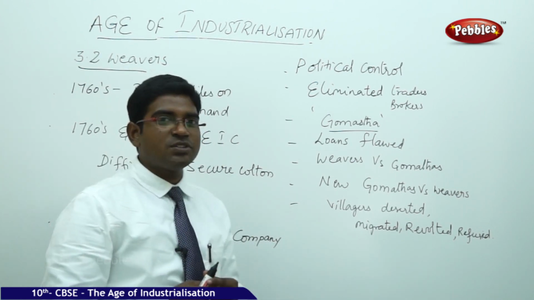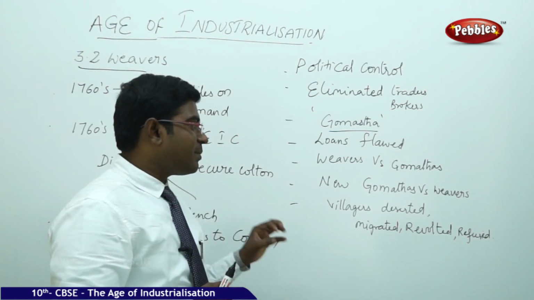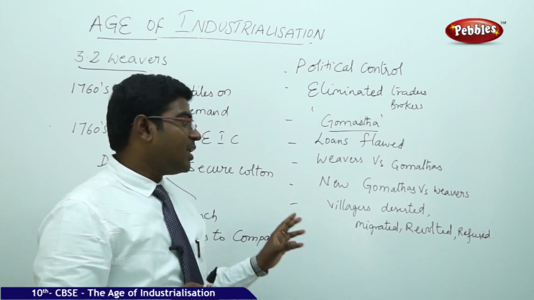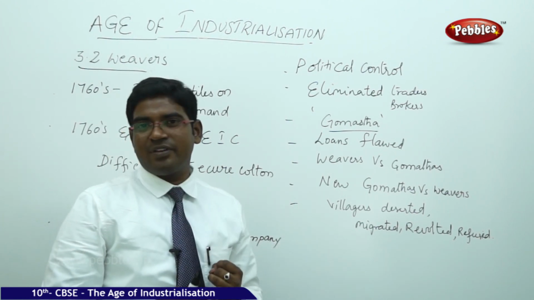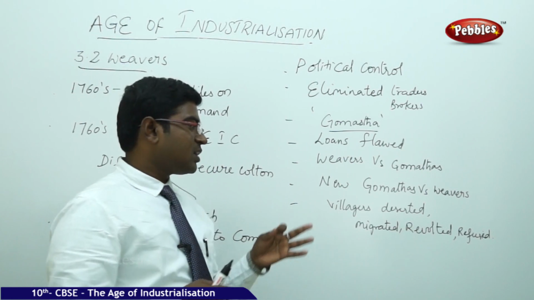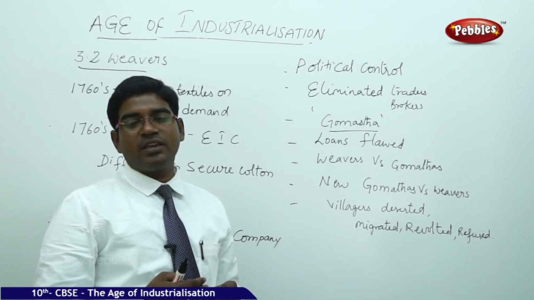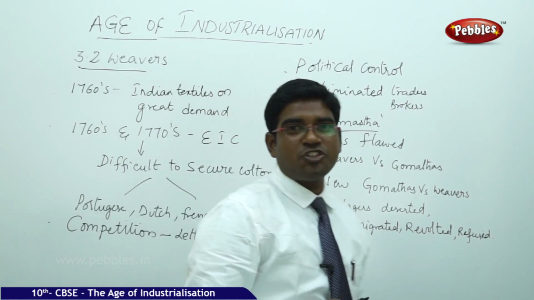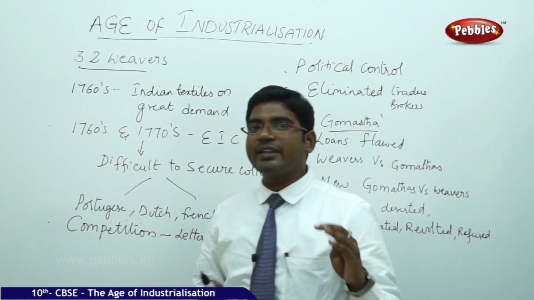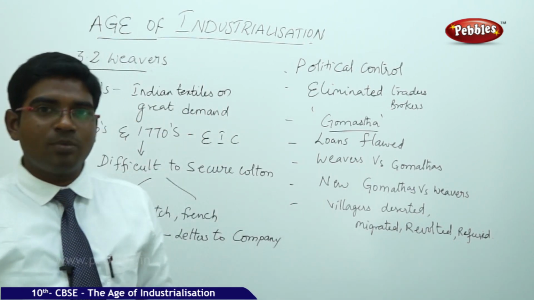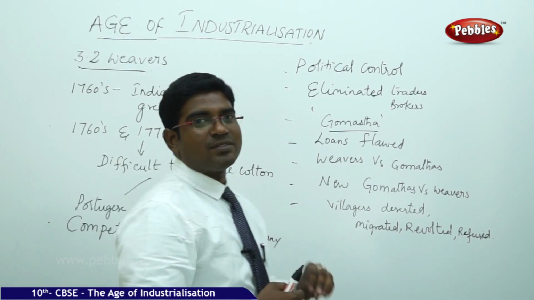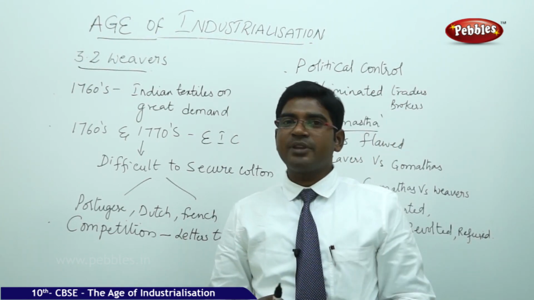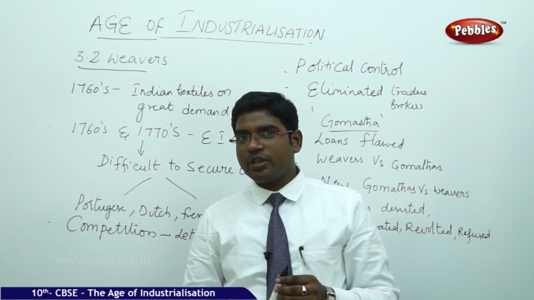So this kind of situation and the force made by the new Gomastas using the Sipais made the villagers react, desert the villages, migrate from the villages, or revolt against the Sipais, or refuse to take the loans initially, so that we would not be getting any kind of troubles from the Gomastas. So that was the basic reason why the villagers revolted and resisted the company officials. The background story of this.